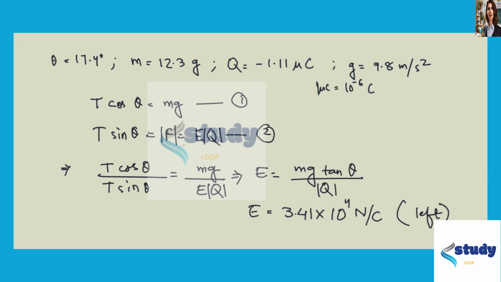So since the direction of the force is towards right, F vector is towards right, and F vector is actually E vector times Q. So since Q is negative, this means that for this force F to be towards right, E has to be towards left. So negative and negative becomes positive. And therefore the direction of electric field should be towards the left.